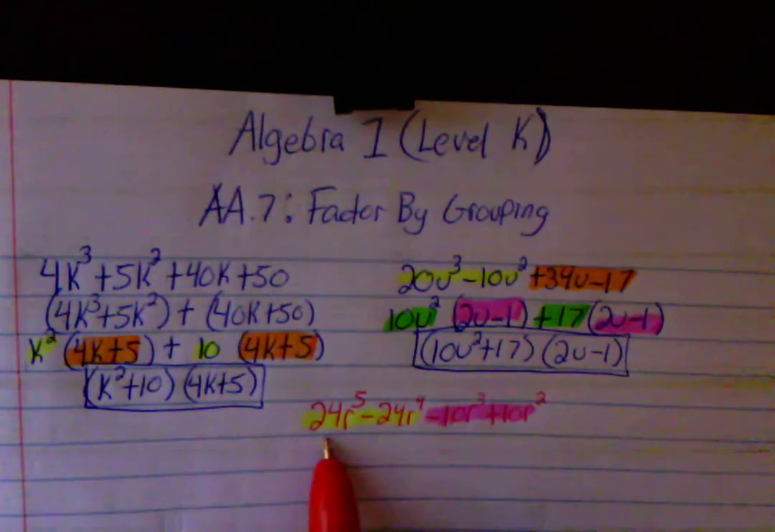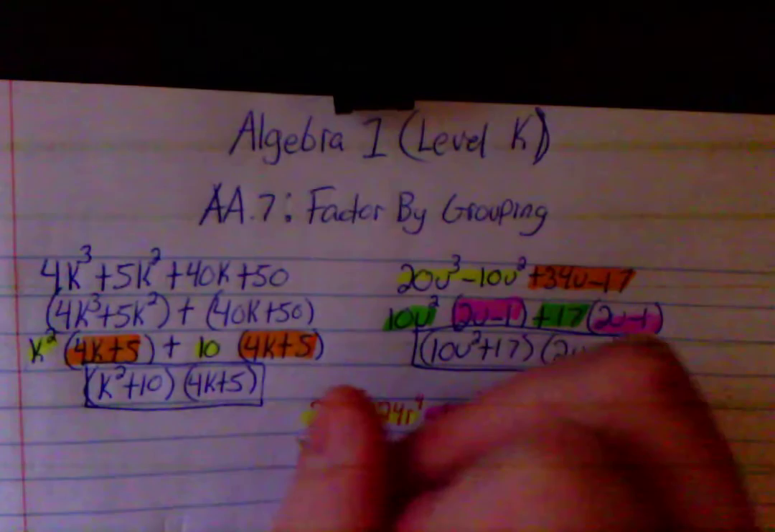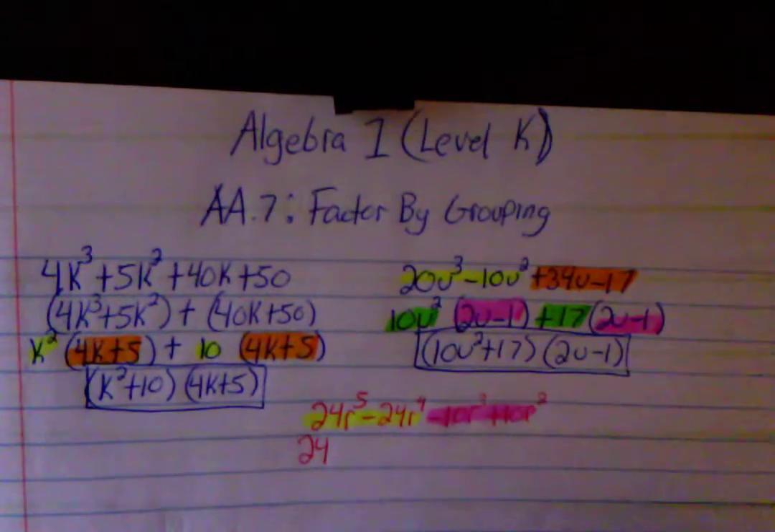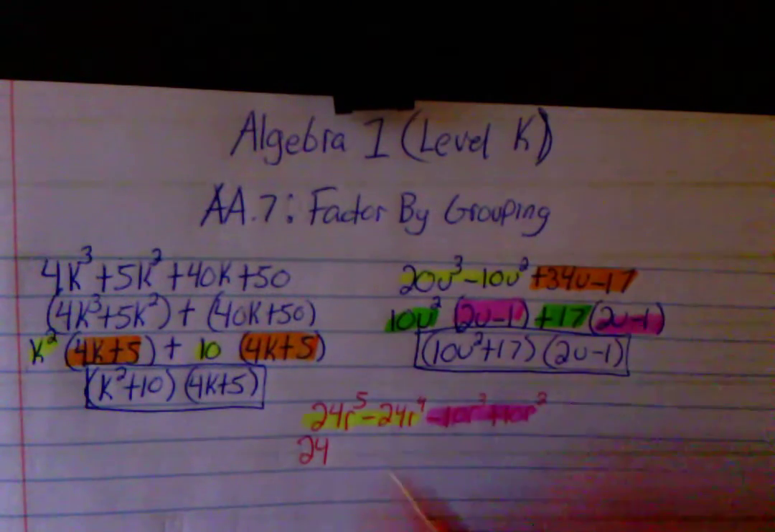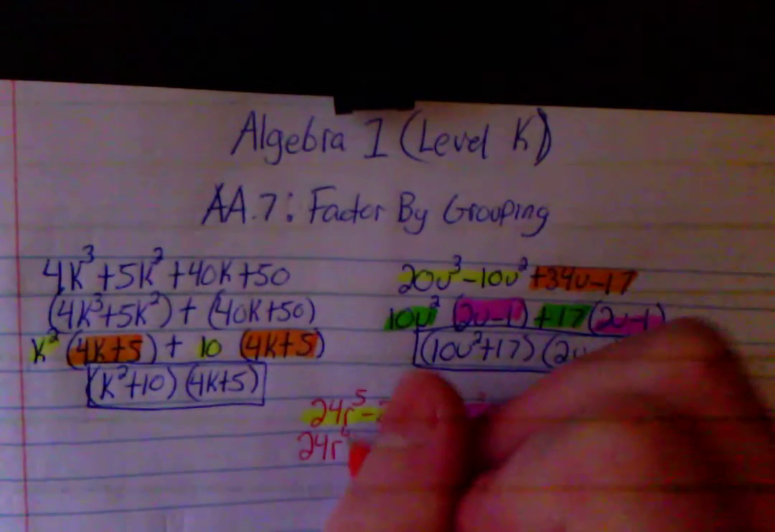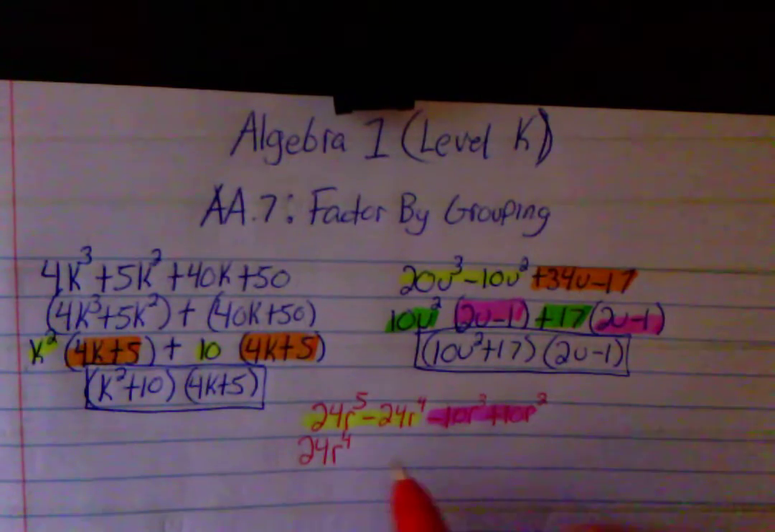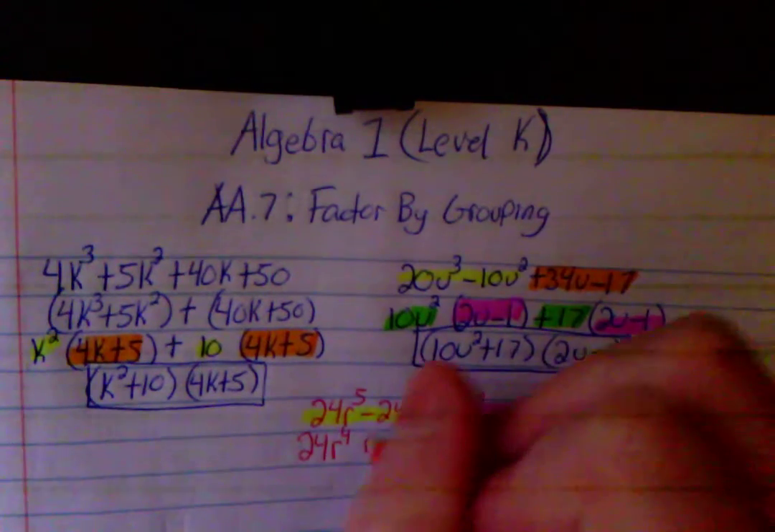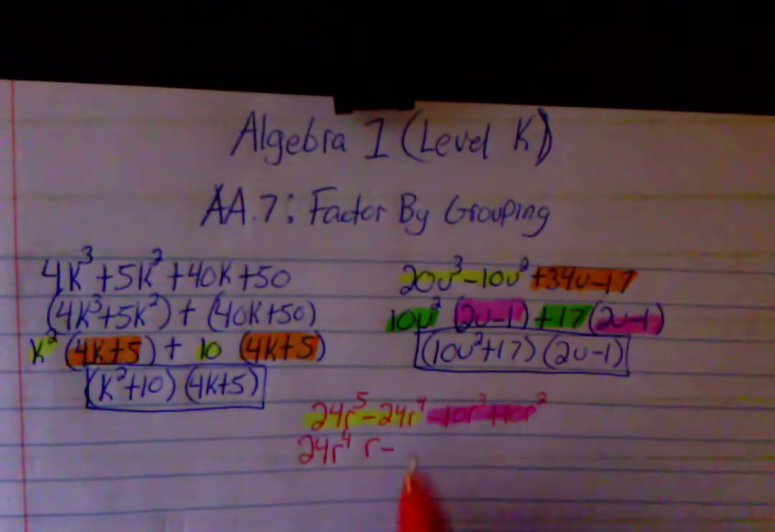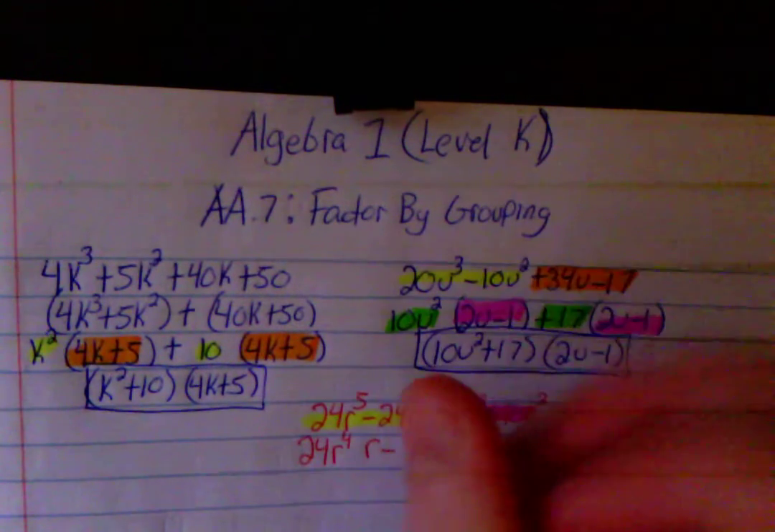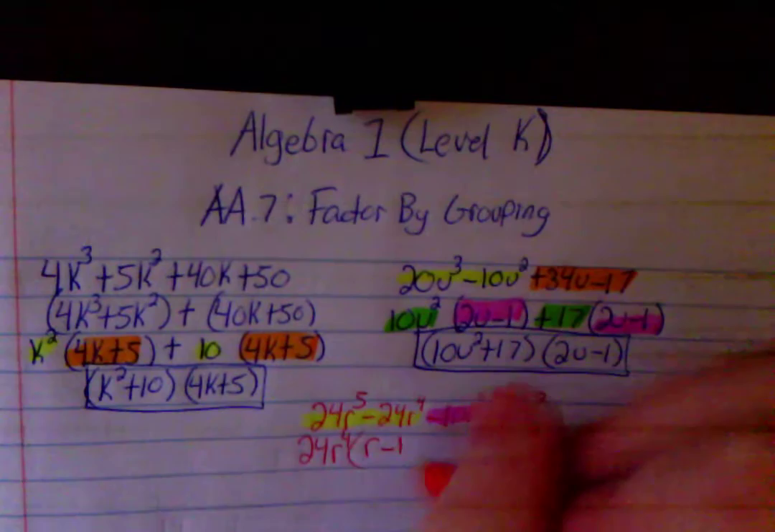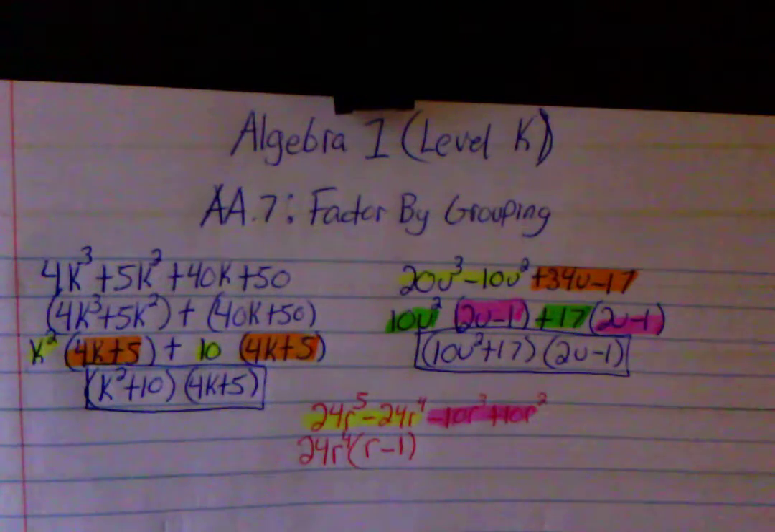When I factor out 24 and 24, I know 24 is going to be the greatest common factor there. R to the 5th and R to the 4th, R to the 4th is the greatest common factor there. So 24r to the 5th divided by 24r to the 4th is r, minus 24r to the 4th divided by 24r to the 4th is 1. So I have 24r to the 4th, r minus 1.